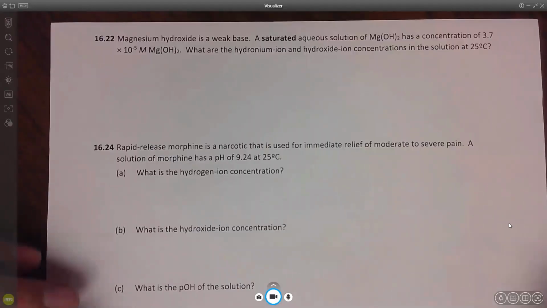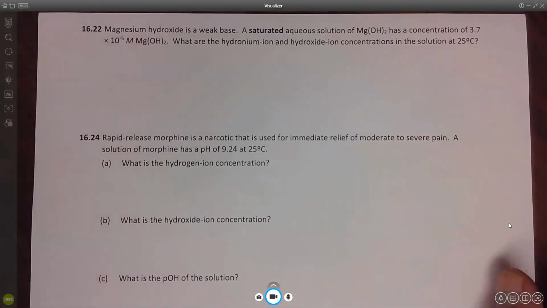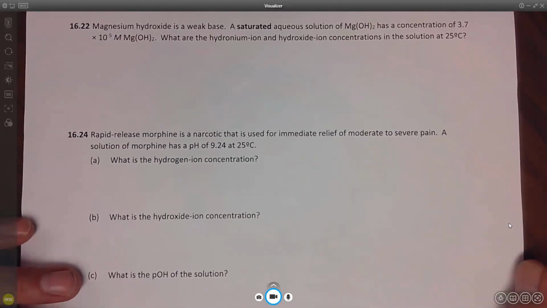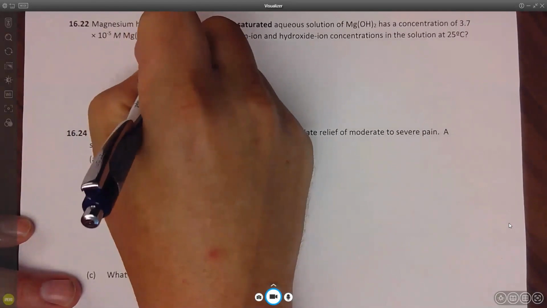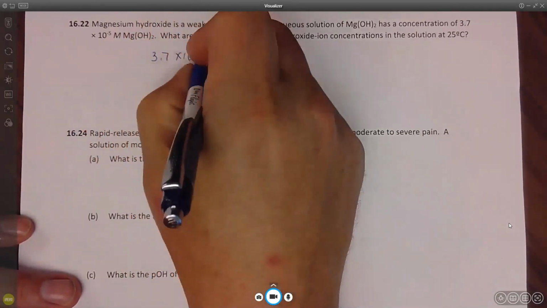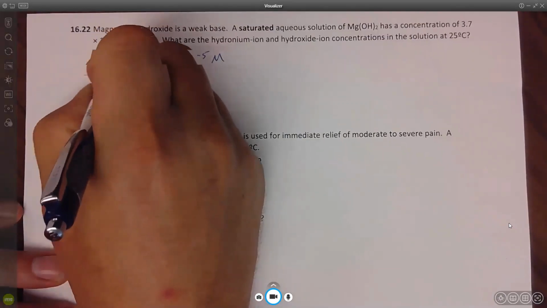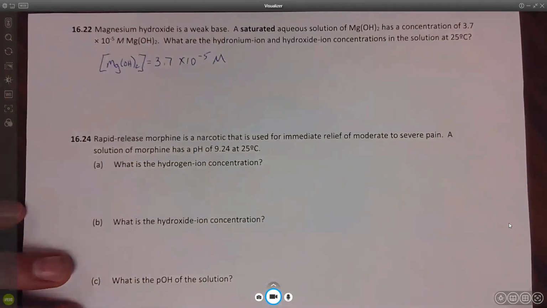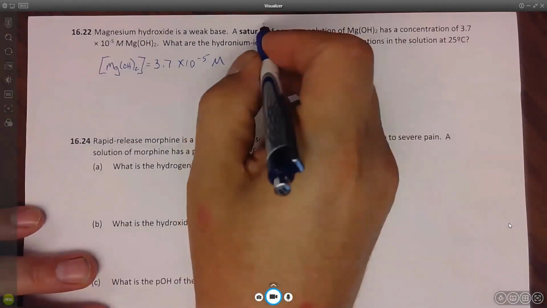Okay, start with number 22 from chapter 16. It says magnesium hydroxide is a weak base. A saturated aqueous solution of magnesium hydroxide has a concentration of 3.7 times 10 to the negative 5th molar. And again, this is the concentration of magnesium hydroxide.